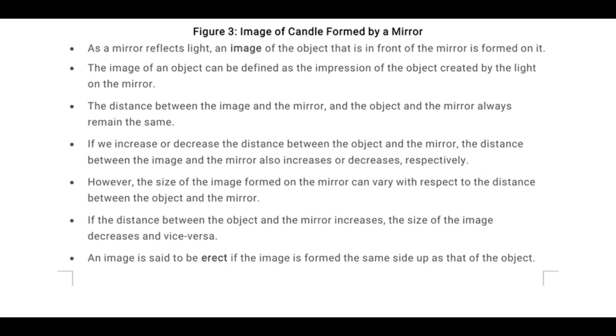An image is said to be erect if the image is formed on the same side as that of the object. So the image is called erect if it falls on the same side where the object is present. A plane mirror is a good example, because the image falls on the same side where the object is present.